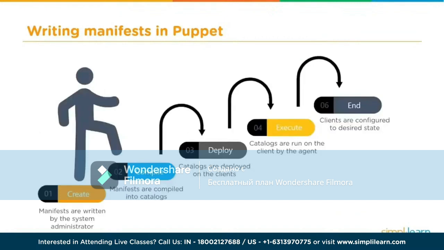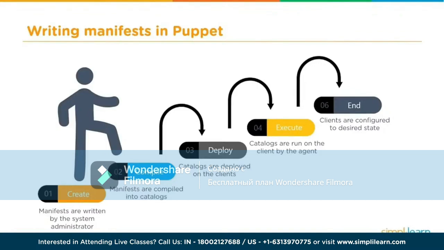And if we step through the 5 key steps for writing a manifest, they are 1. Create your manifest, and that is written by the system administrator. 2. Compile your manifest, and it's compiled into a catalog. 3. Deploy. The catalog is then deployed onto the clients. 4. Execute. The catalogs are run on the client by the agent.